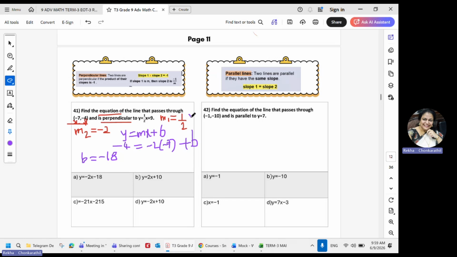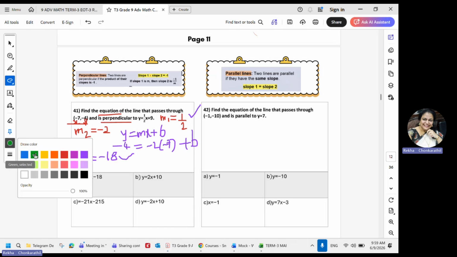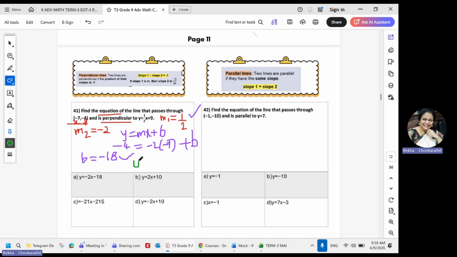When you have your slope, when you have your b, you can write the equation using y equal mx plus b. So your equation will be y equal m is -2, -2x, and b is -18, so it's -18. So the equation is y equal -2x minus 18. Which option is that? A.